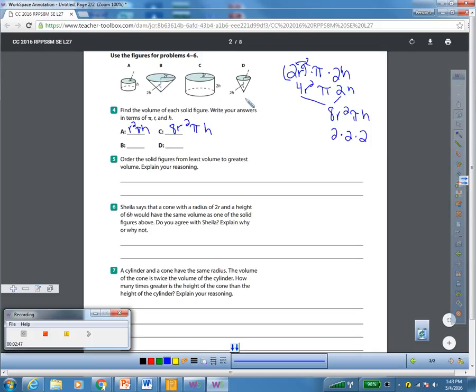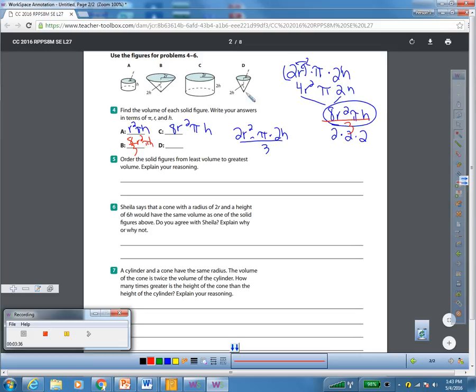So next, let's go for B and D. On letter B, I'm going to use my cone formula, and notice I still have double the radius, and it's still times pi, and double the height, and then now I'm going to divide by 3. So basically, it's what we just did, but now it's divided by 3. I'm going to write that over here. So I'd have 8, and you could write it even 8/3 if you wanted to, radius squared, pi times height.